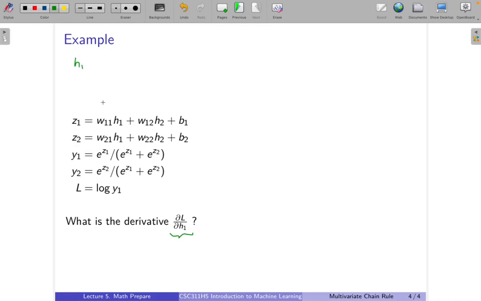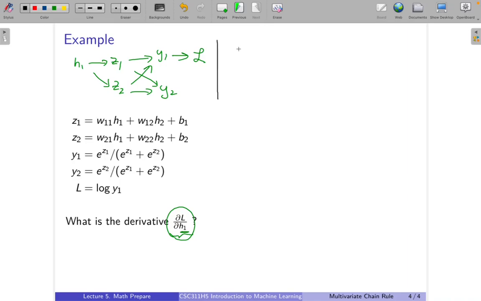Let's start with H1. H1, that's the denominator, that's the quantity here that we care about. H1 affects both Z1 and Z2. Z1 and Z2 both affect Y1. They actually both affect Y2 as well, although this top part is really what we care about because Y1 affects L, and this derivative of L with respect to H1 is the derivative that we care about. We don't necessarily need to draw this picture, but it's a nice overview of what's going on.